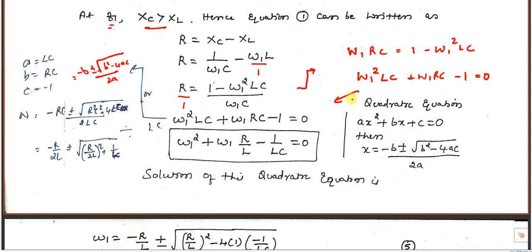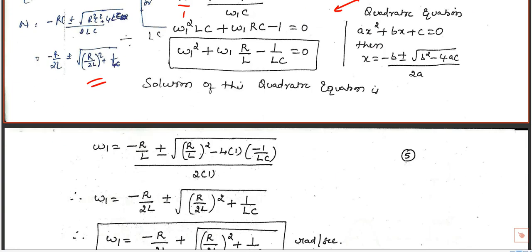Here you can see this is a quadratic equation, A x square plus BX plus C. Then X is given by minus B plus or minus root of B square minus 4AC over 2A. You can divide throughout by LC, or you can do it with this one only. This is also correct. Dividing throughout by LC, this will get cancelled, and here C will get cancelled. We are left with L here and 1 by LC. So you can do either this or this. You can continue.